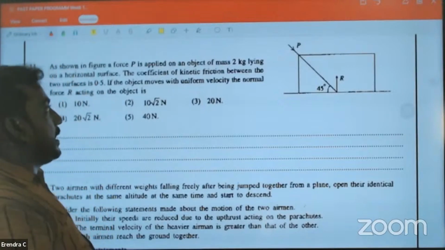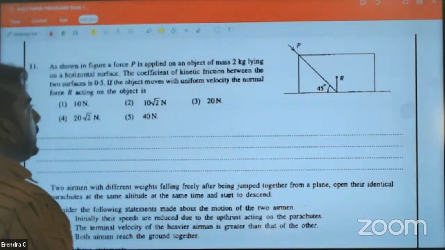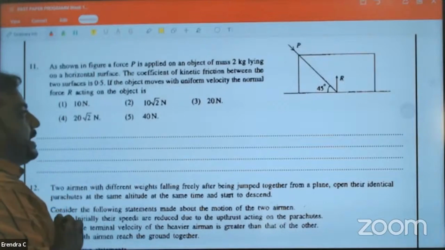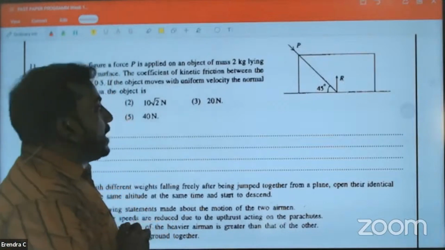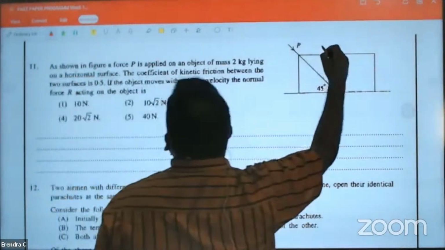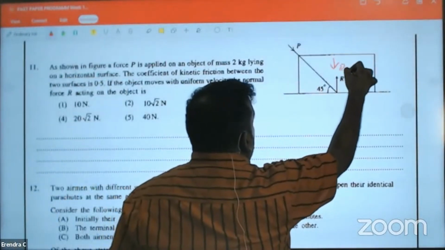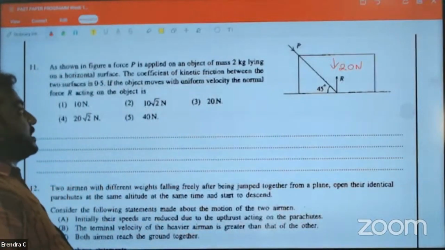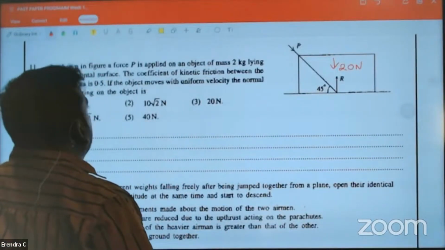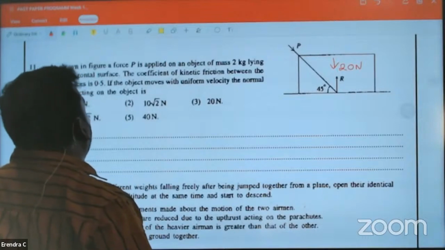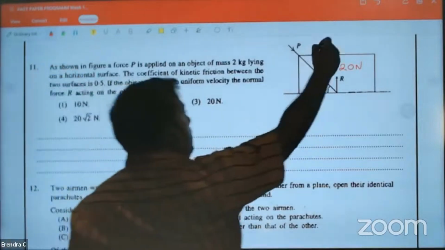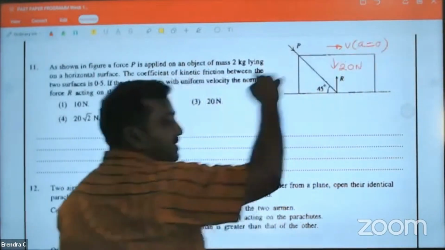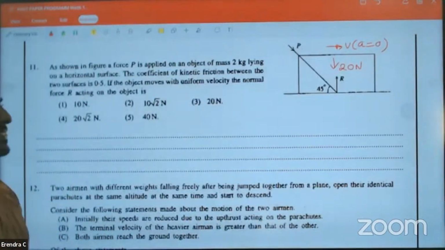Okay, right. Look at this carefully. As shown in the figure, P is applied to an object of 2 kilogram. Let's mark the forces. 2 kilogram is 20 newtons here. Coefficient of kinetic friction between the surface is 0.5, and the object moves with a uniform velocity. Uniform velocity means acceleration is how much? 0. Acceleration 0.